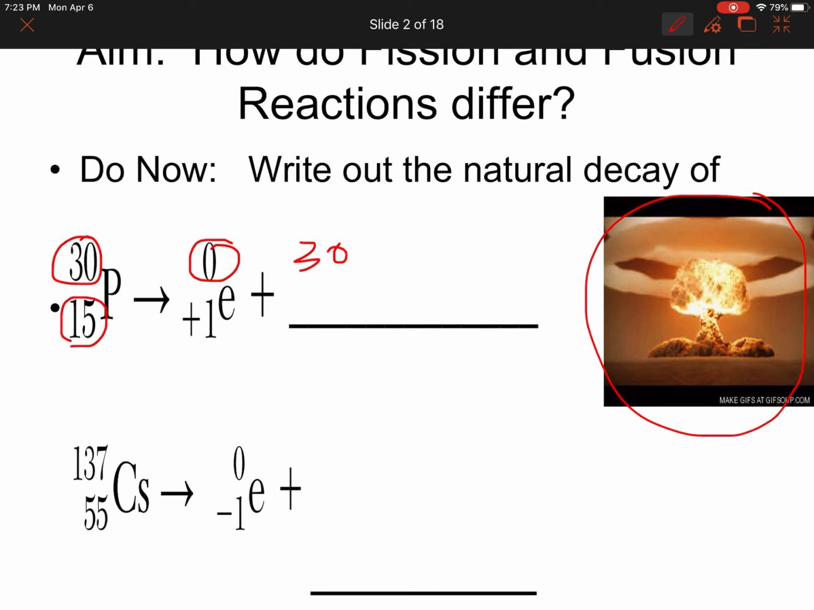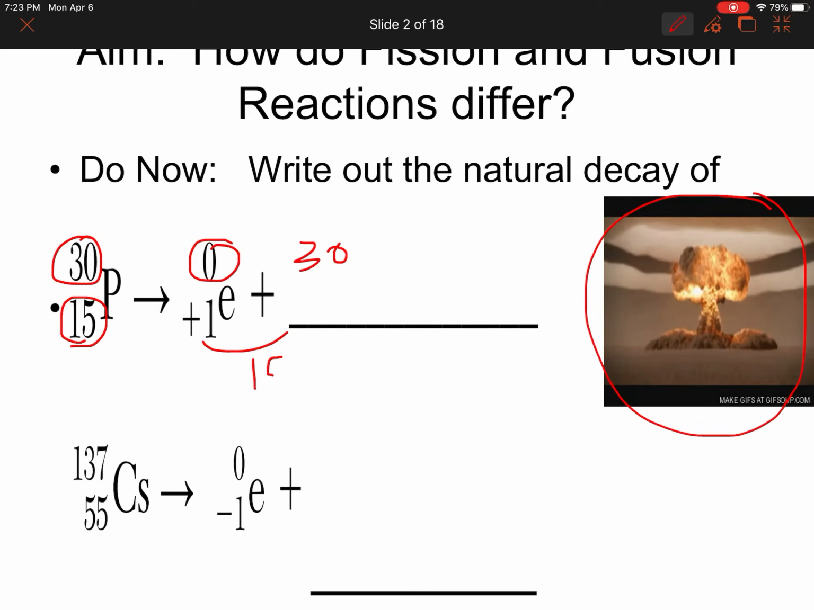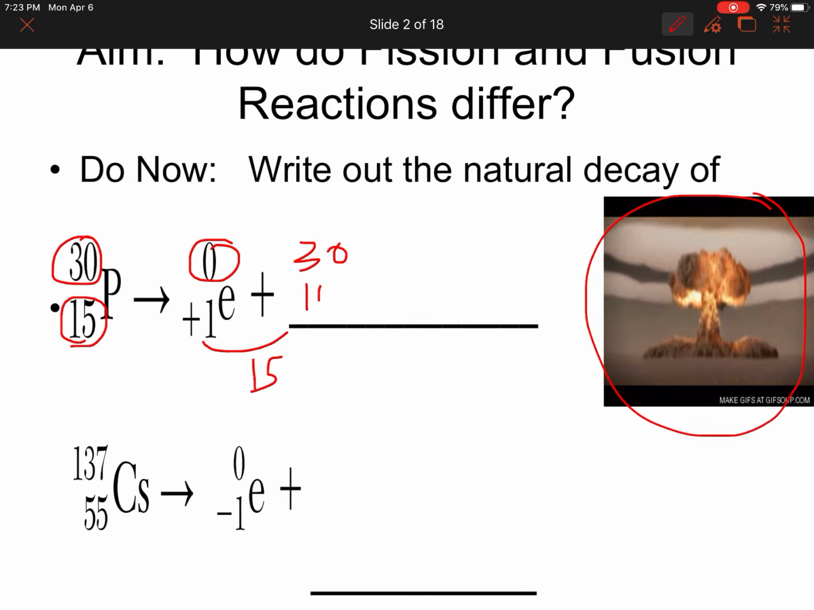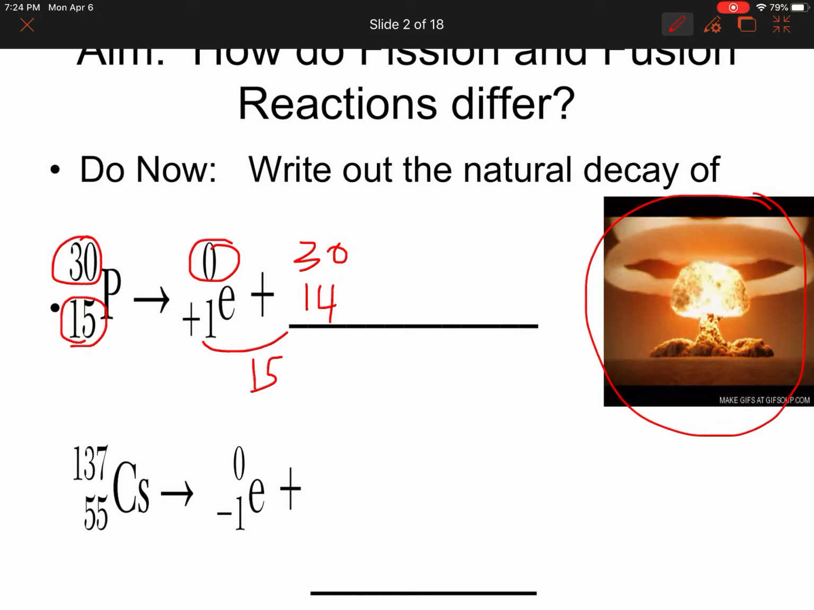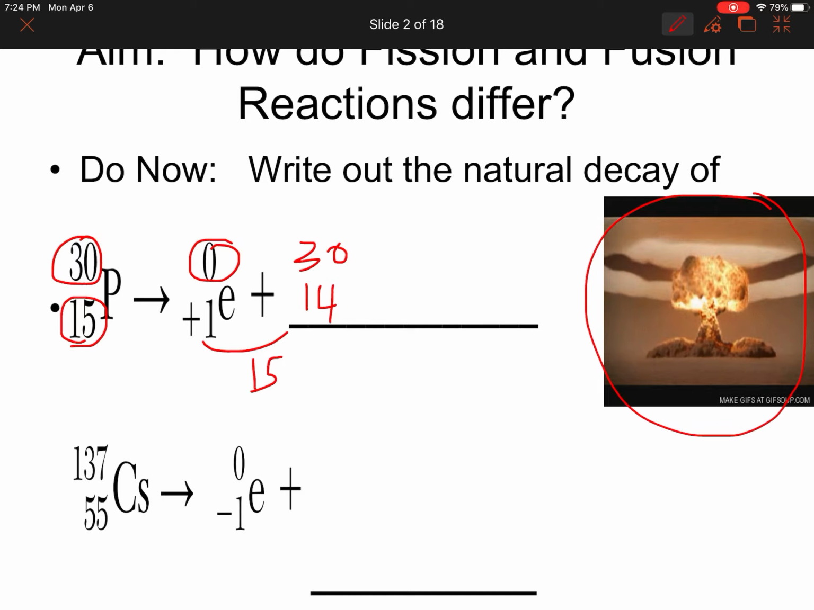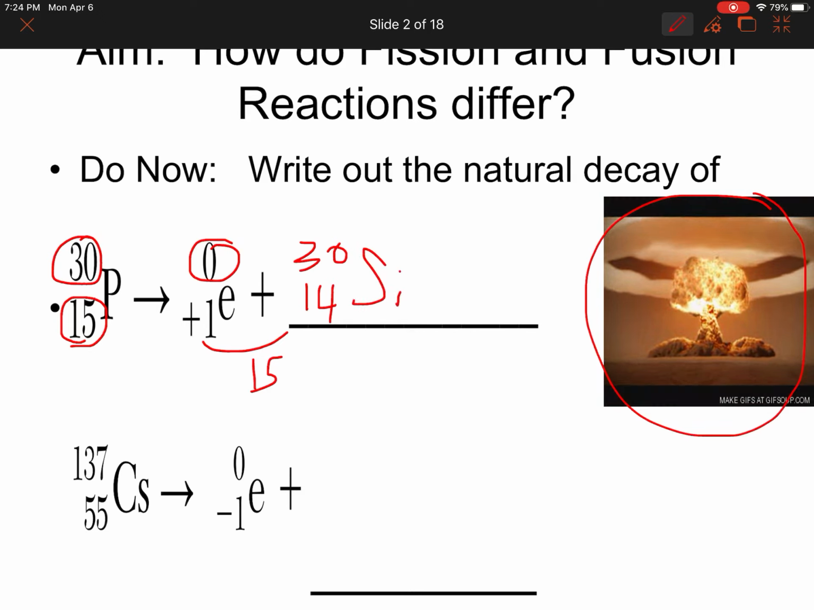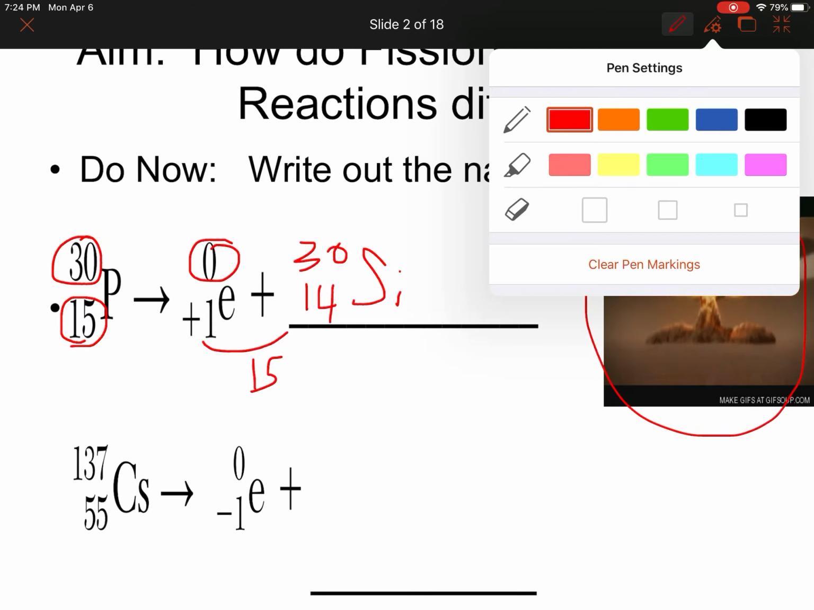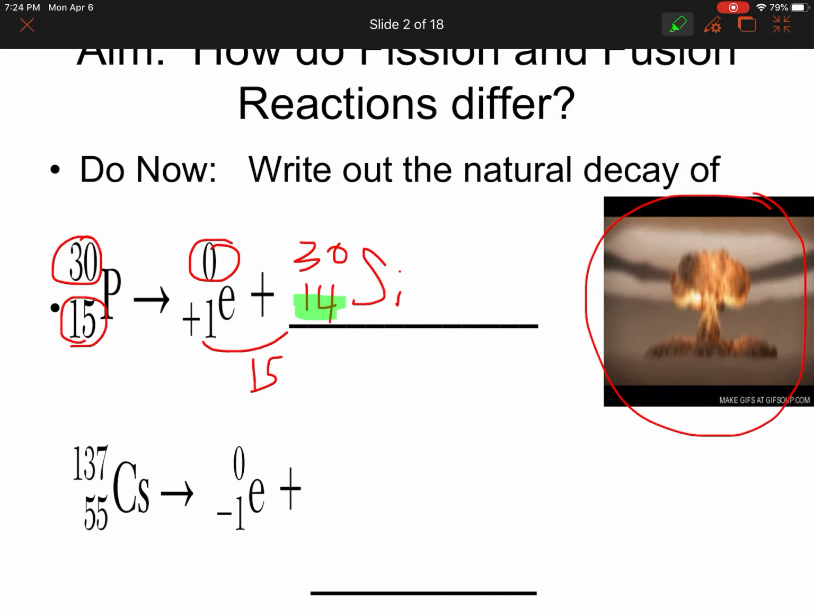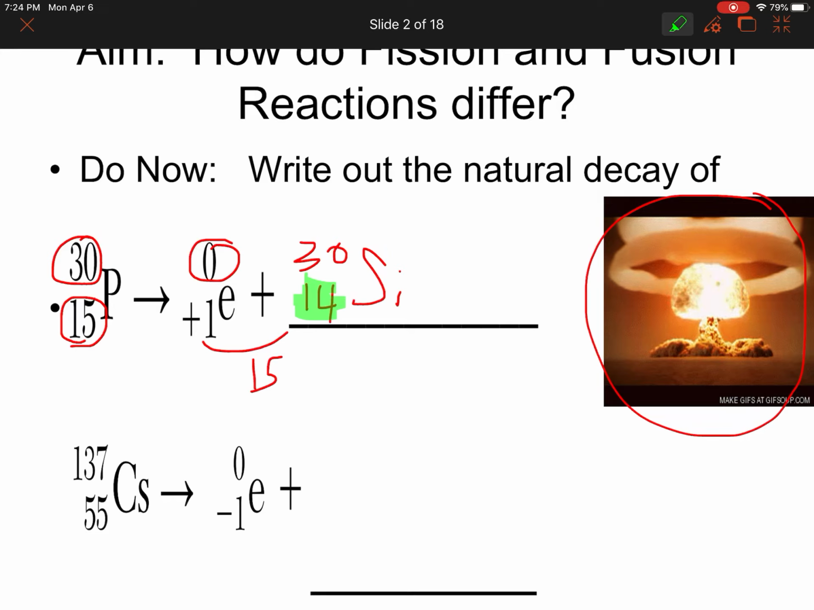The atomic number on the left is 15. 1 plus what gives me 15? Well, 1 plus 14. So you simply go to your periodic table and look at the atomic number of 14. Mg is 12, aluminum is 13, Si, silicon, is 14. Remember, guys, your atomic number is what tells you the element symbol on your periodic table.